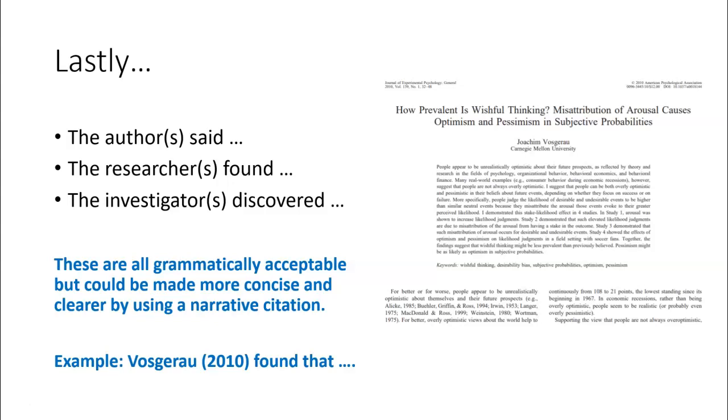The last thing I want to mention about anthropomorphism is there's another way around it. It's grammatically okay to say the author said, the researchers found, the investigator discovered, whatever verb you want to insert here, as long as it's an actual human being whose action you're describing. For this example here, this is just an article that I found and picked up. It would be okay to use that narrative citation again, and to make it easier for you, get into that habit. It's really helpful.